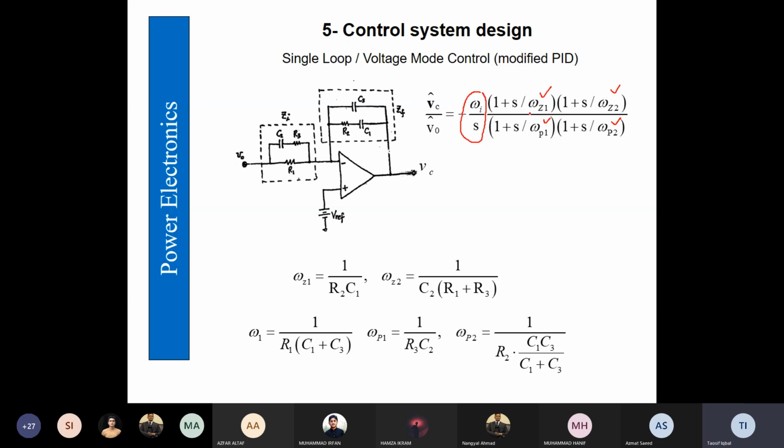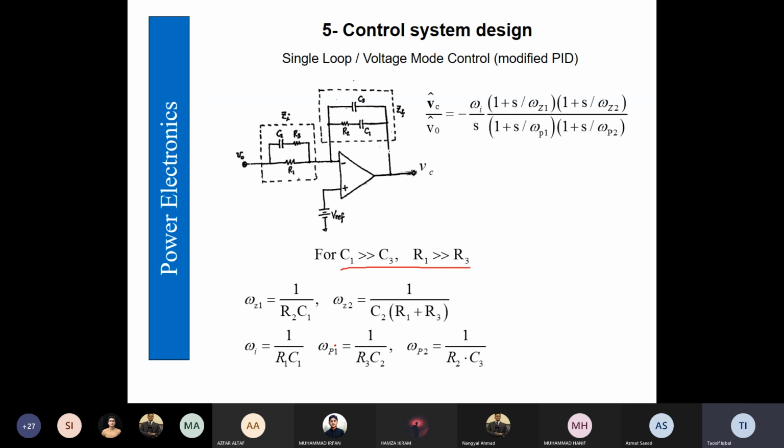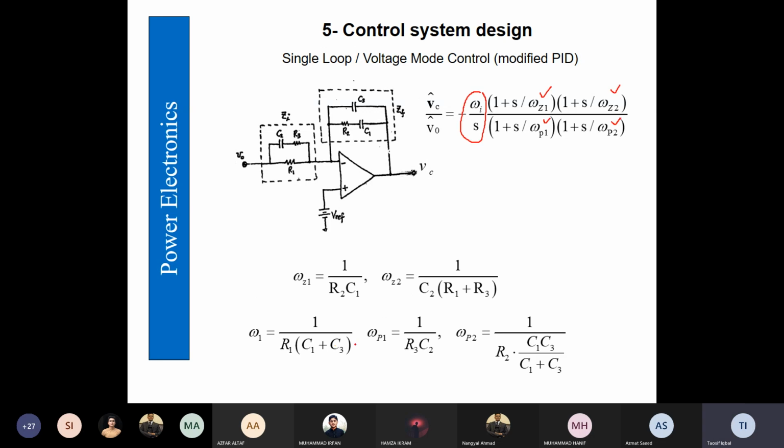So these frequencies of poles and zeros correspond to certain R's and C's, and we need to find out the values. Before going to that, we can see in the formulas we have a combination of resistors and capacitors, which makes the calculation a little bit complicated.